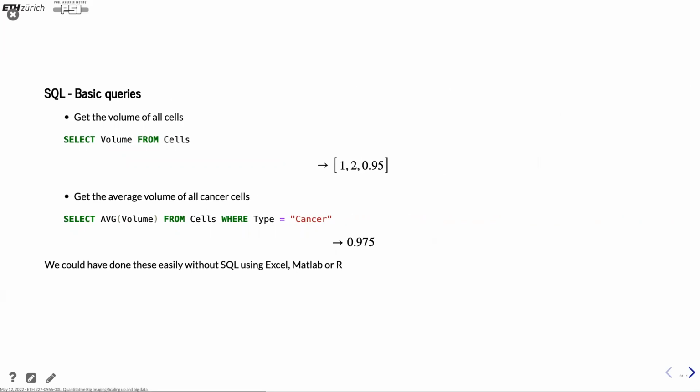Typically, for some query basics, you can select volume from the cell table. Here you say select, I want the column of volume from the cell table, and then I get this information. Or if you want to get the average volume of all cancer cells, you select first the average of volume, computing the average from the cell table where the type is equal to cancer, and then you get the average value of that. So this is a way you can access a large database. It's quite rapid to get the information out of the database. It's very efficiently structured and it works well.